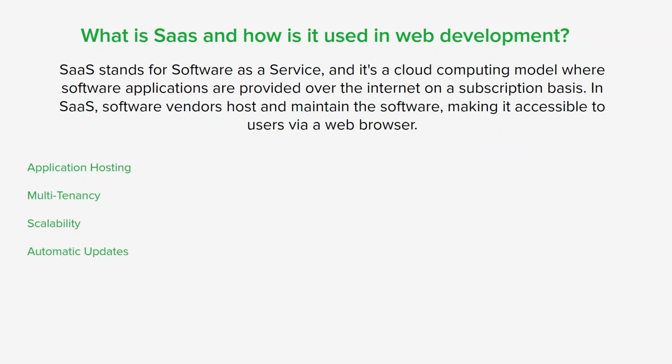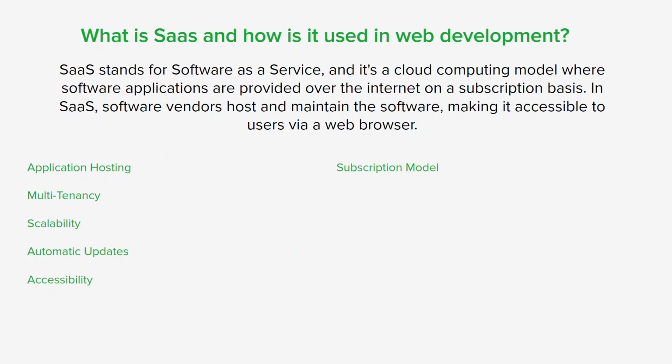Developers can roll out updates and bug fixes to all users simultaneously because the software is centrally located. Users don't need to worry about manually updating the applications. SaaS applications are accessible from anywhere with an internet connection, making them ideal for businesses and individuals who need to work on the go. Responsive design and optimization are common in SaaS web development.